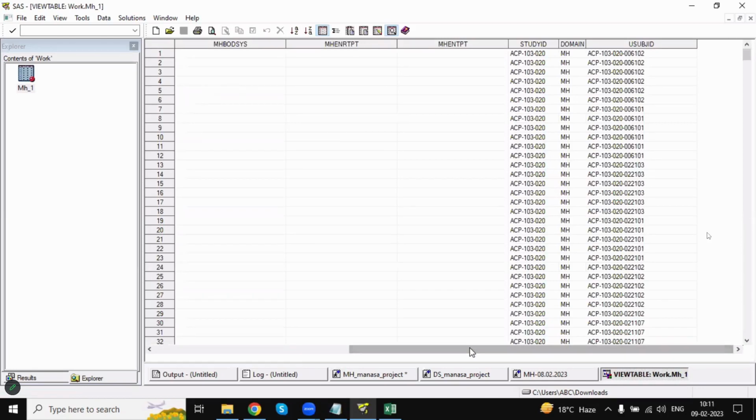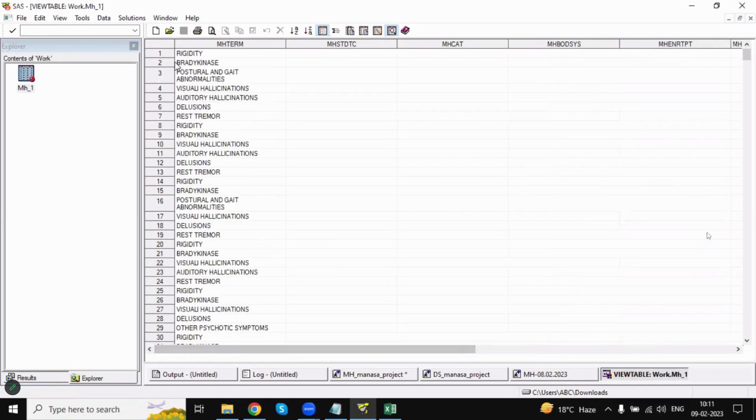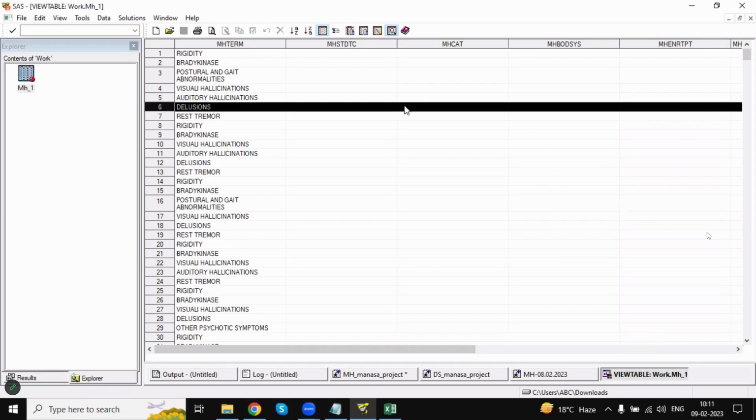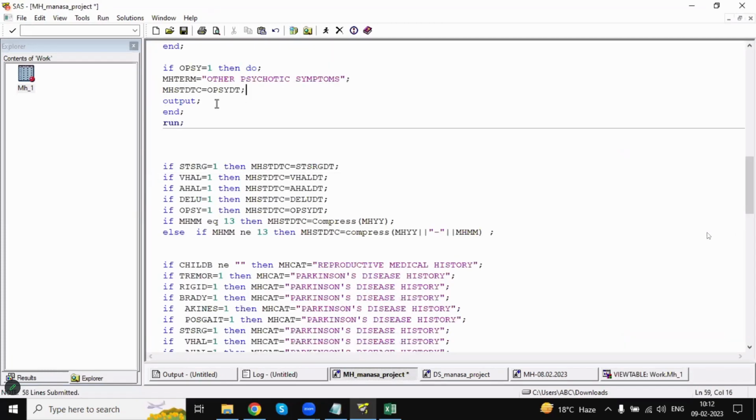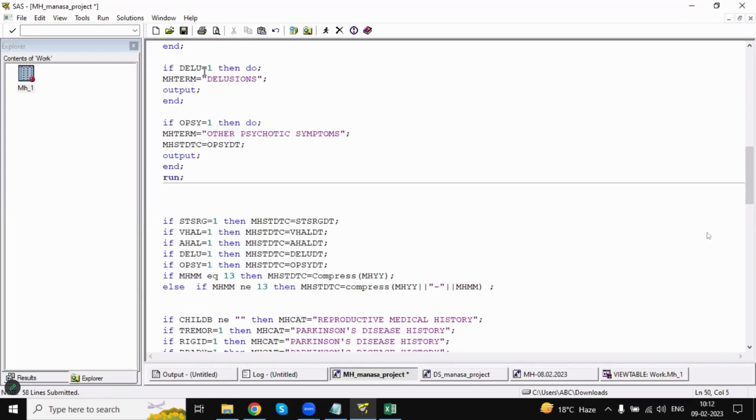If you write another output statement, what is going to happen? There will be one more observation created. But what we want is, for the same term, the same category. What is the body system? What is the start date? What is the end date? In the same line you need them. So that's the reason you have to write it here only. At a time, when the condition is satisfied, it will create a separate observation. Same way, for example, when this is equal to 1, the start dates you have to write here only.